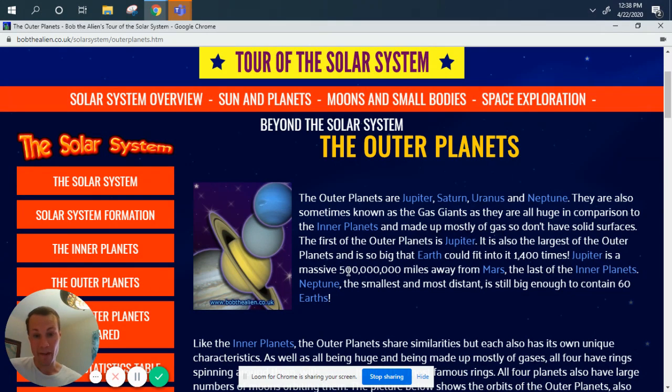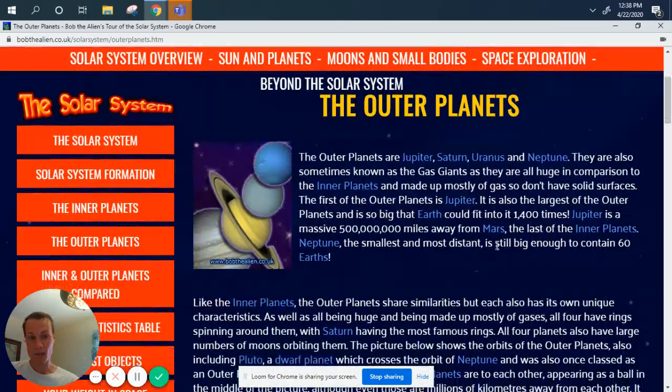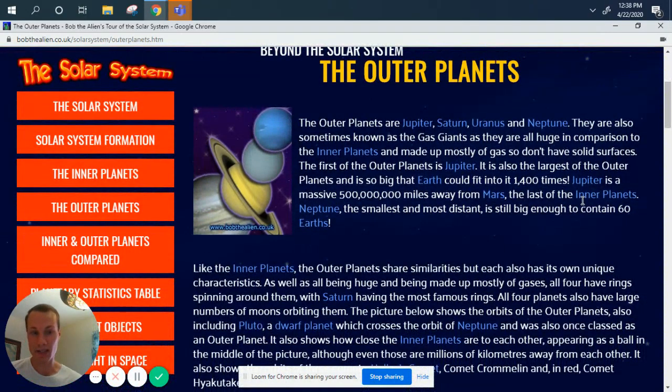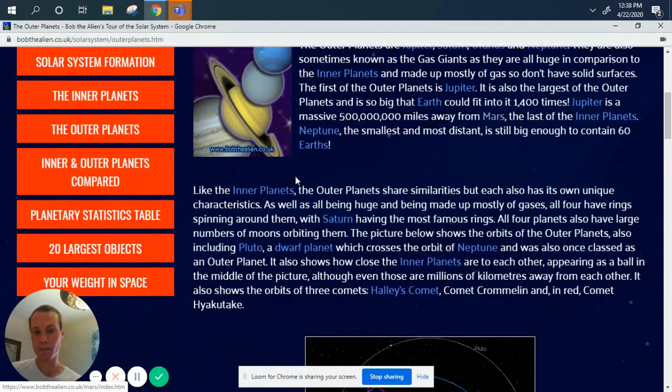Jupiter is a massive 500 million miles away from Mars. So the space between Mars and the next planet, Jupiter, is 500 million miles. Again, our brains can't even picture that because it's so huge. Neptune is the smallest and most distant, but is still big enough to contain 60 Earths. So even Neptune, which is so far from the sun, is still 60 times bigger than Earth.